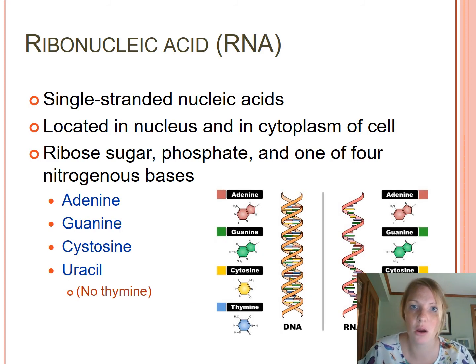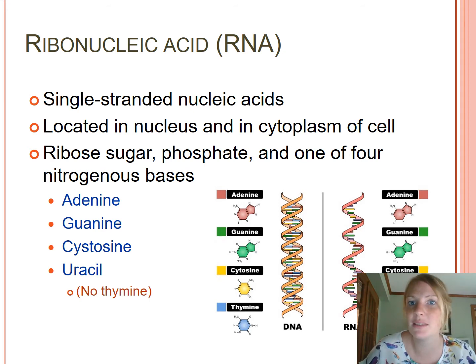So we have RNA, or ribonucleic acid, and again, this is just that the sugar has a hydroxyl group on it, but then we again have a phosphate and also a nitrogenous base. And here, adenine, guanine, and cytosine are the same, but the uracil is different, so there's no thymine here.